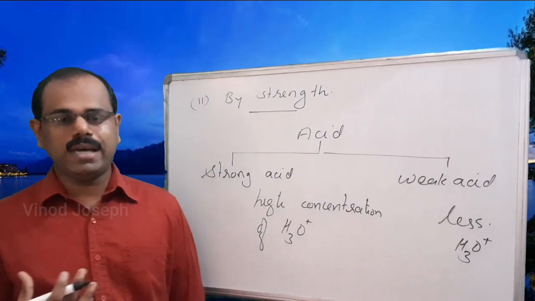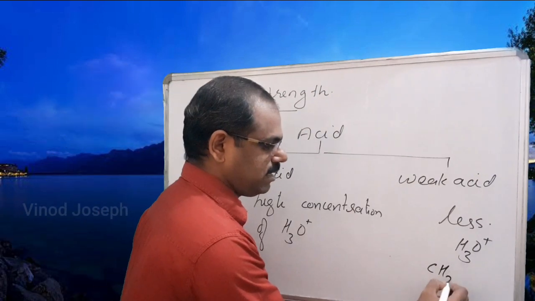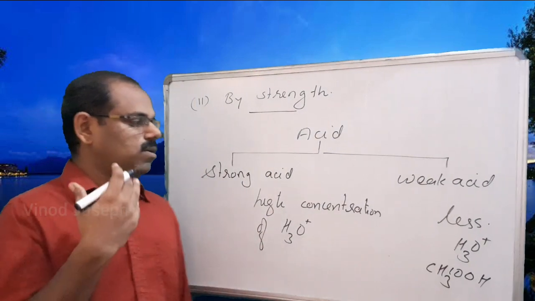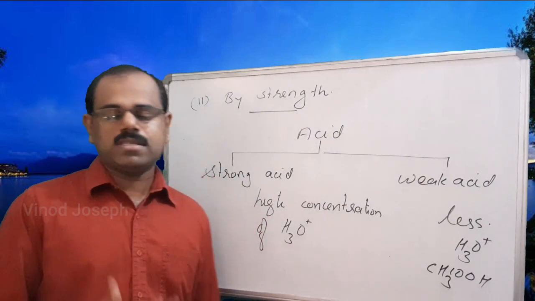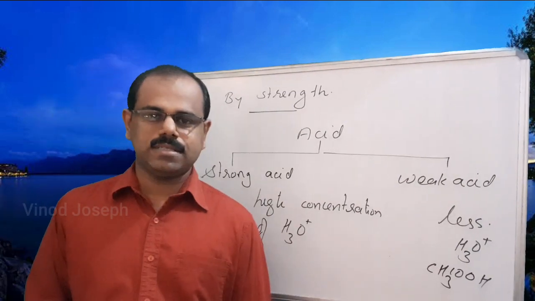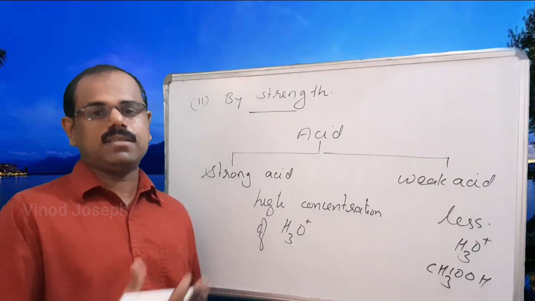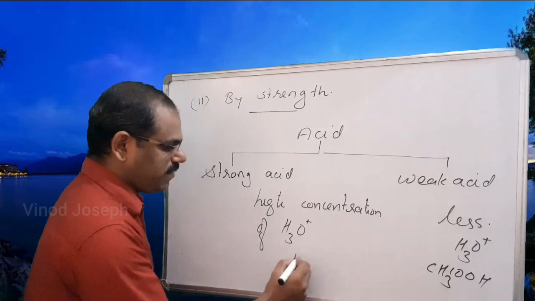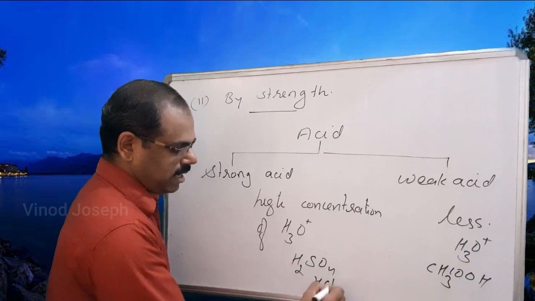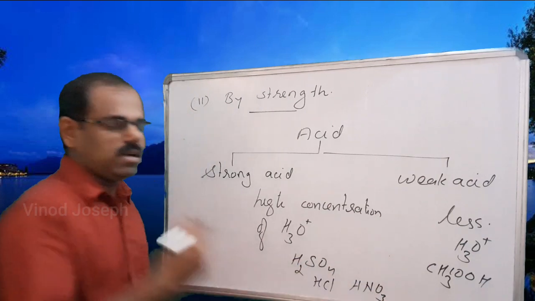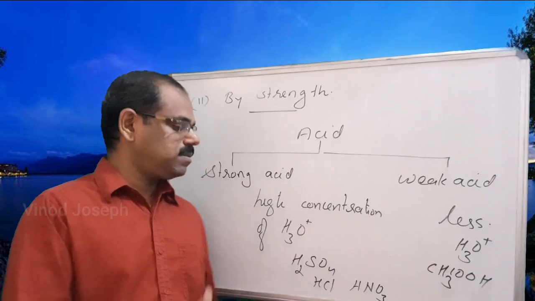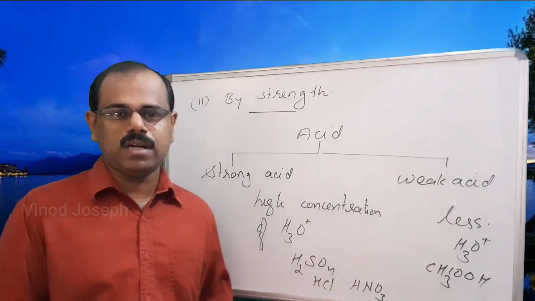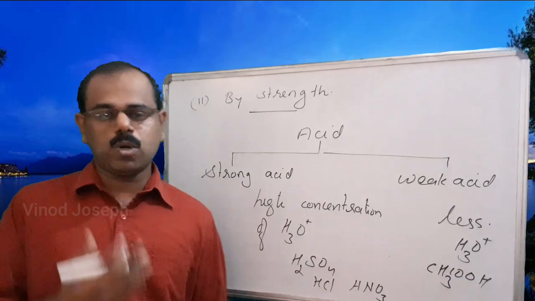So we know all the organic acids are weak acids. We can say acetic acid, CH3COOH, carbonic acid, oxalic acid, they are all called weak acids. Or tartaric acid present in tamarind, they are all called weak acids. While at the same time, sulfuric acid H2SO4, HCl, HNO3, these are all inorganic acids or mineral acids. They produce a high concentration of hydronium ions in water. So we say they are all strong acids.